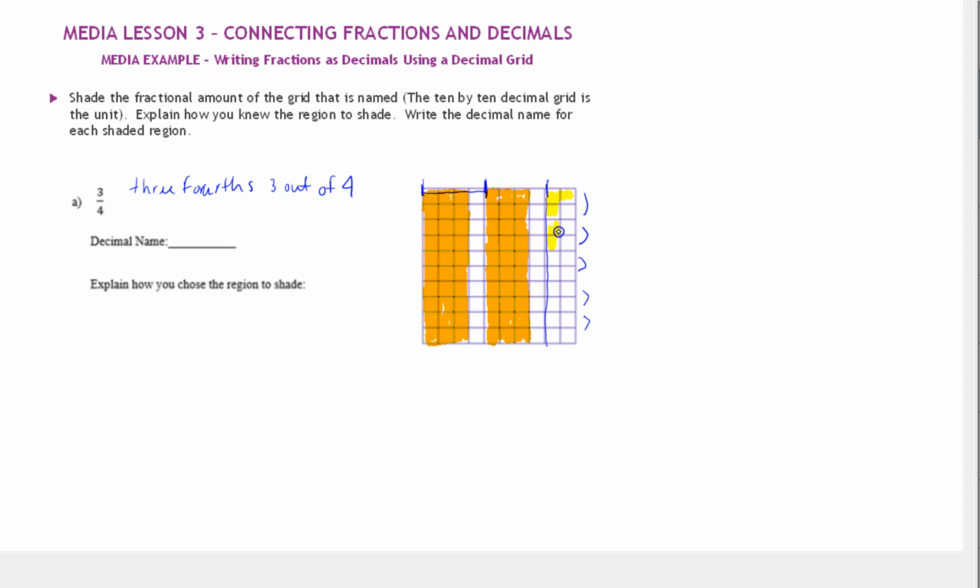So in this group, I'll do 3 out of 4, 3 out of 4, and I have shaded 3 out of 4 for the entire grid. Okay, so let's see what the decimal name would be. Well, notice we have 6 orange strips shaded. And then I have 1, 2, 3, 4, 5, 6, 7, 8, 9, 10, 11, 12, 13, 14, 15 yellow squares.